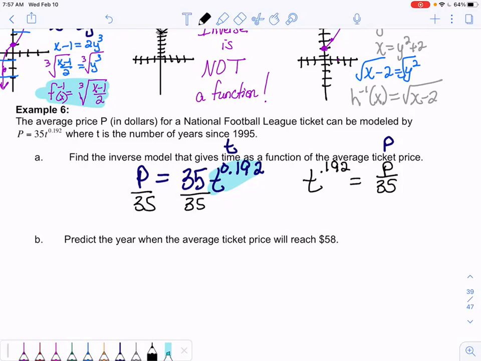All right, here's the weird thing. We have an exponent of t, and it's not squared. It's to the 0.192 power. So usually we would take a square root or a cube root, but it's not a square root or a cube root. So we are still going to root it, but it would be that 0.192 root.